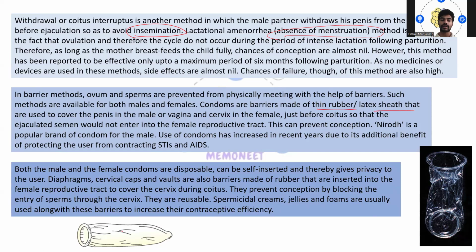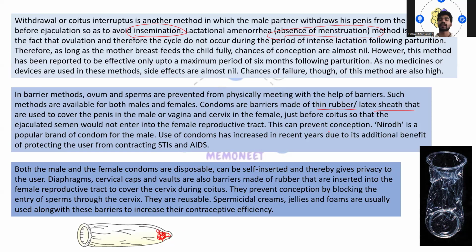It will be stored in the condom itself, so the semen will not come out of the condom. That means fertilization will not happen, and semen will not enter the female reproductive tract. So this can also prevent conception.